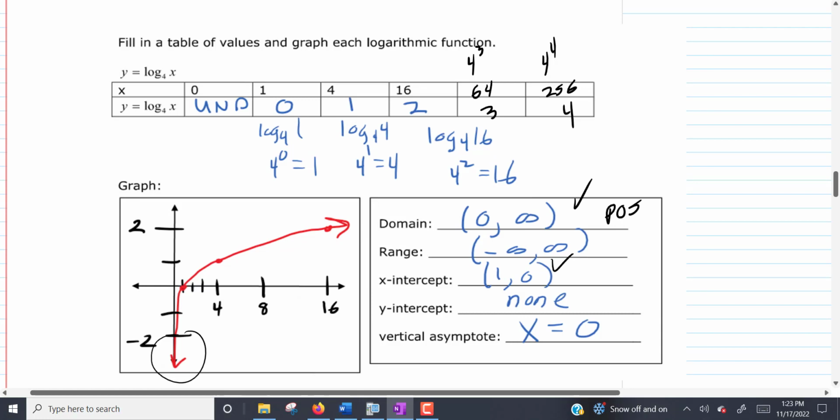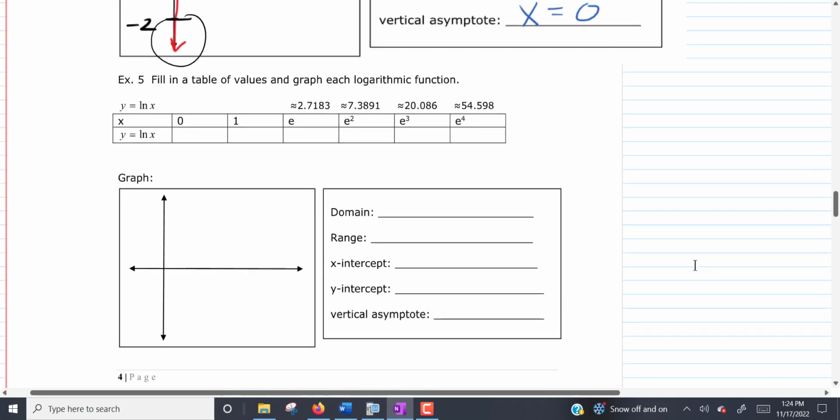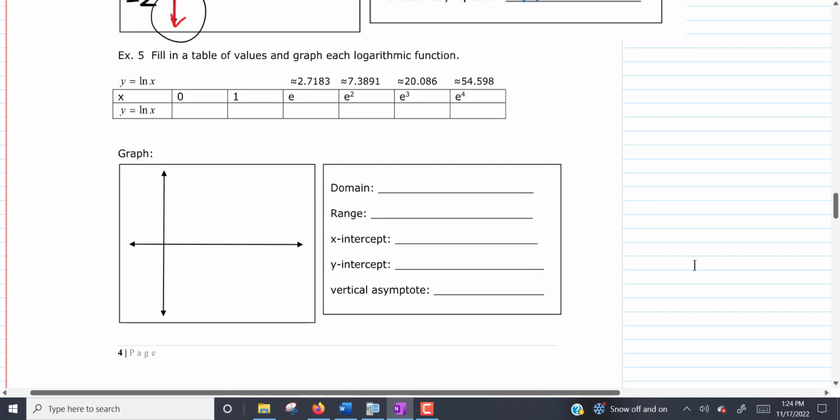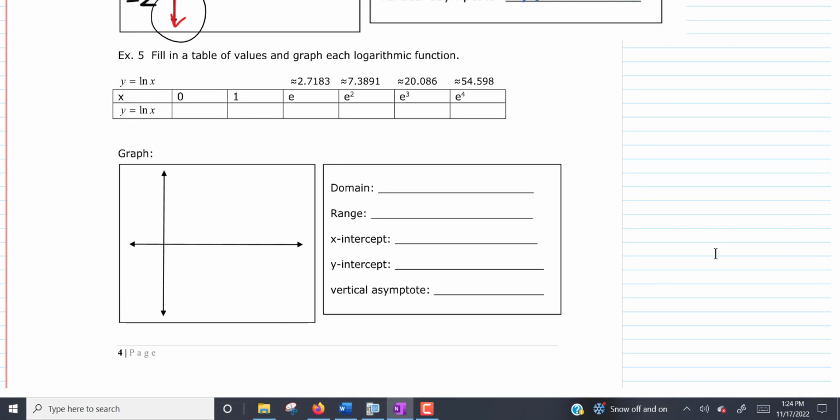Any questions on that? Okay, so here's the next one I would do. Let's just do this one together. This one is natural logarithm. So what I did on this is I did the same thing. You know this is log base e of x. So I went ahead and just picked powers of e. And I went ahead and just took my calculator, and we learned that e is about 2.7183. e to the second, if you do it on the calculator, you get about 7.4 and so forth.